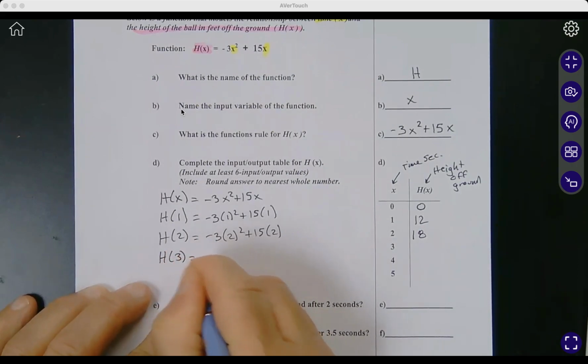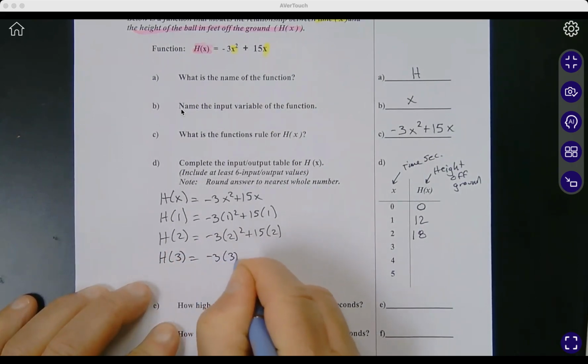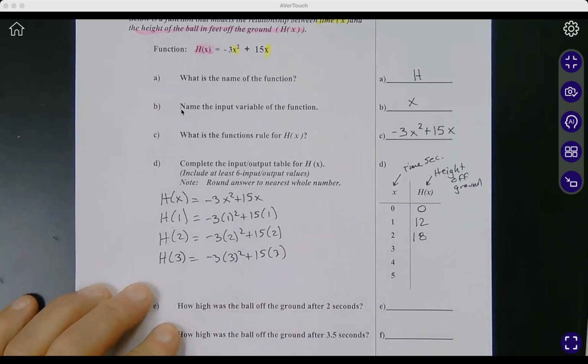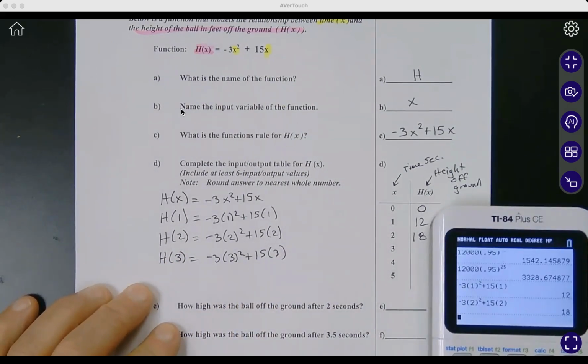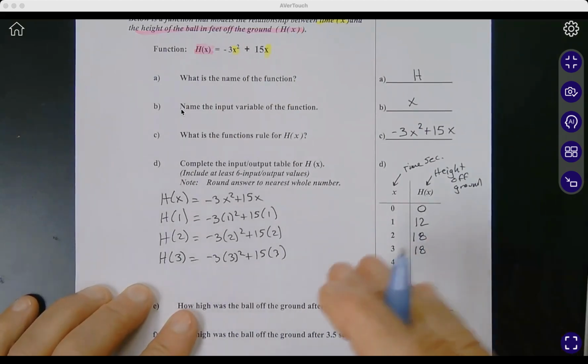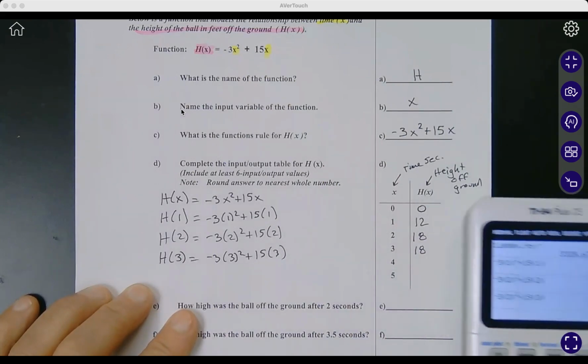Let's find H of 3. Again, I'm going to just enter that into my calculator. Negative 3, 3 squared plus 15 times 3. Let's see what we get. Oh, it's 18 again. That must mean it leveled out and it's going to start coming down now, huh?